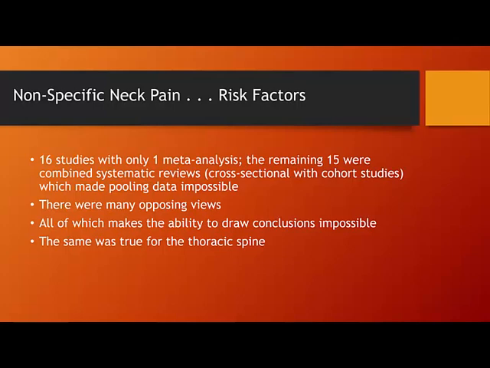So let's examine their findings for nonspecific neck pain risk factors. There were only 16 studies with only 1 meta-analysis. The remaining 15 were combined systematic reviews, which made pooling data impossible. And there were many opposing views, all of which makes the ability to draw conclusions impossible. The same was true for the thoracic spine.